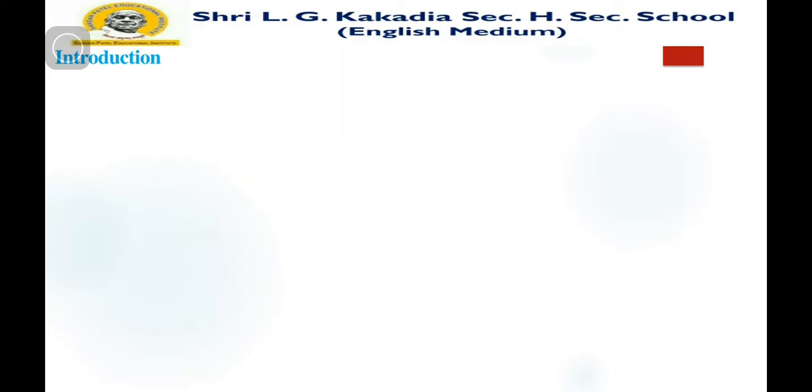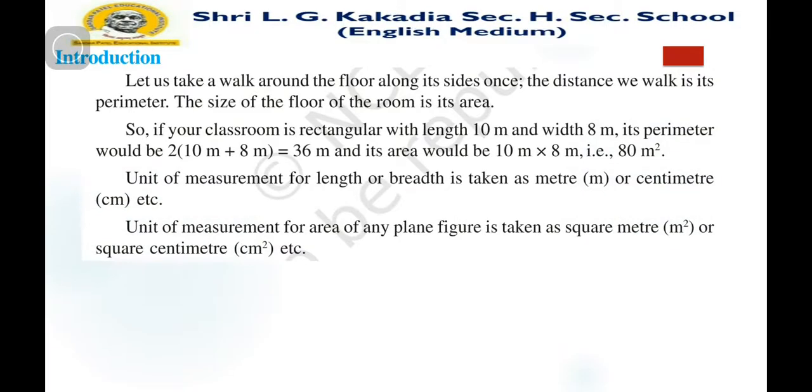Now let us recall some concepts that you already know. Let us take a walk around the floor and clear some basic concepts. If we walk around the floor along its sides once, the distance we walk is its perimeter. The size of the floor of the room is its area.